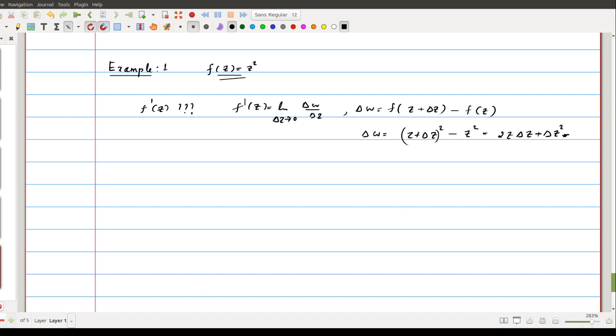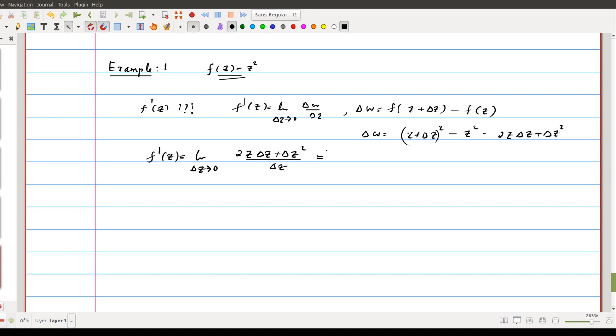Then we have the denominator, whole divided by delta z. In order to write the derivative, we need to get the formula first. F dash of z is equal to the limit as delta z tends to 0 of delta omega over delta z. Delta omega is the numerator, that is what we have simplified here. So that is 2 times z delta z plus delta z square, divided by delta z.